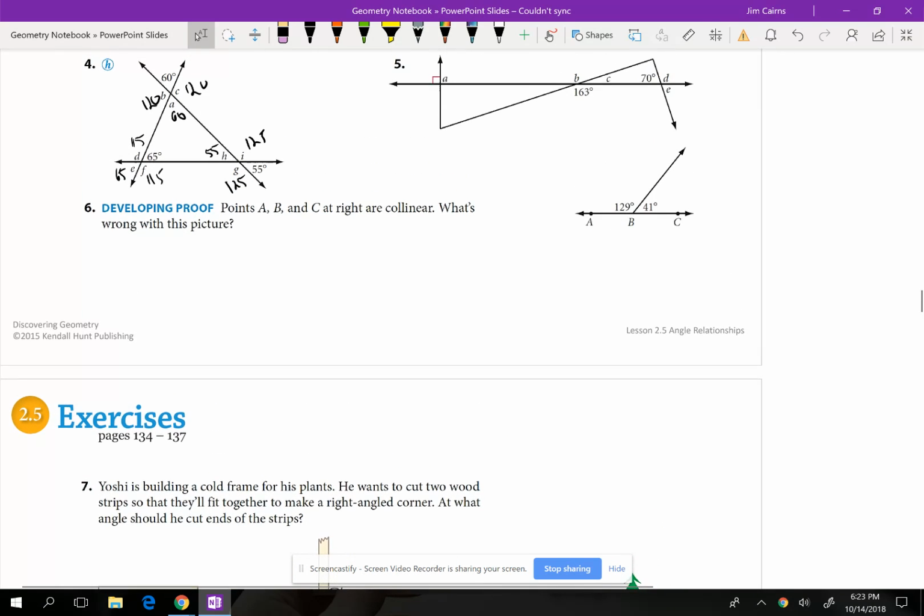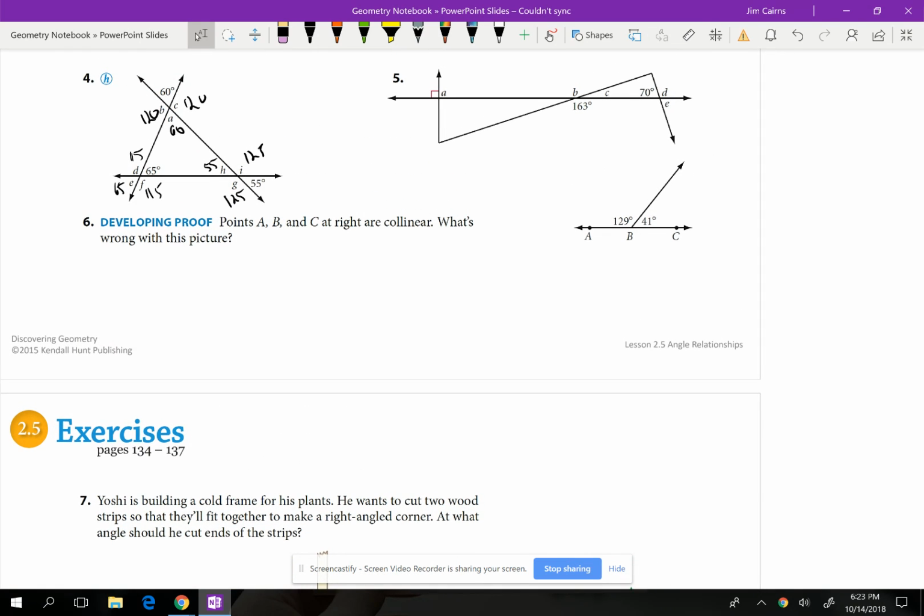Next is number 6. Developing proof. Points A, B, and C at right are collinear. What's wrong with this picture? Well, if they're really collinear, then these two angles will be a linear pair, which means 129 degrees plus 41 degrees would equal 180 degrees, but it looks like it actually equals 170, which is not 180. So one of those angles is incorrect.